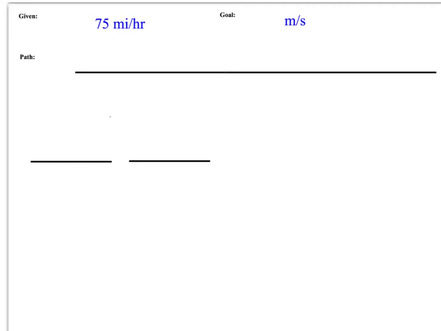So what I want to do first is I want to start by converting miles into meters. And then what I want to do is convert hours into seconds. So let's look at the path that we'll take. We want to go from miles to meters, so we will go miles to kilometers to meters. We also want to go hours to seconds, so we'll go hours to minutes to seconds.